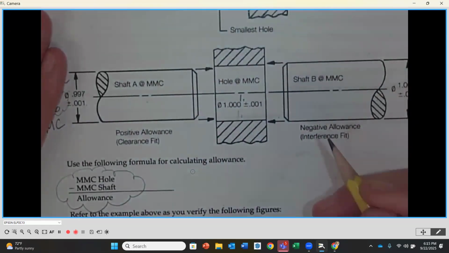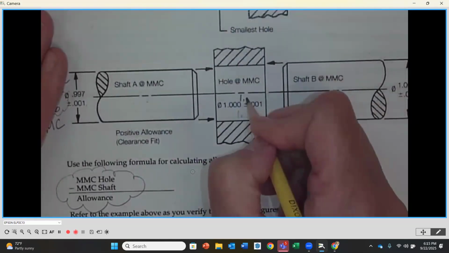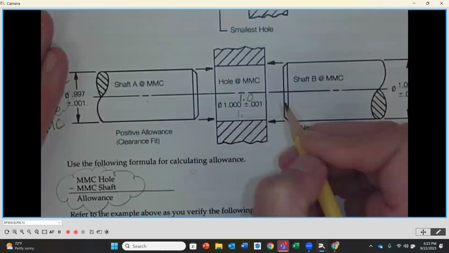The high side is going to be adding 1,000th, right? So what's my high value? 1 inch, that's the easy one. 1.001.